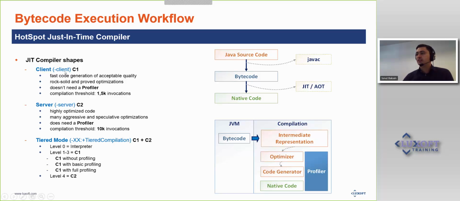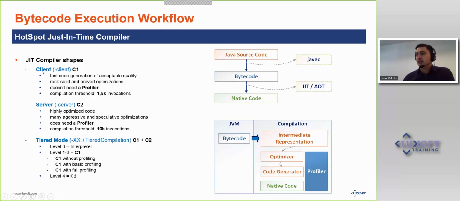The client compiler is the simplest way of compiling things during the runtime in the HotSpot. Why? Because we are getting fast code generation of acceptable quality, which means that once I start the JVM, I might have better chances to get native code sooner than if I start the HotSpot in server mode. And this client compiler shape does only rock solid and proven optimizations. What it means, in fact, is that the compiler during the runtime does not optimize something if it is not sure about that. By comparison, the server, the C2, does a lot of aggressive optimizations.